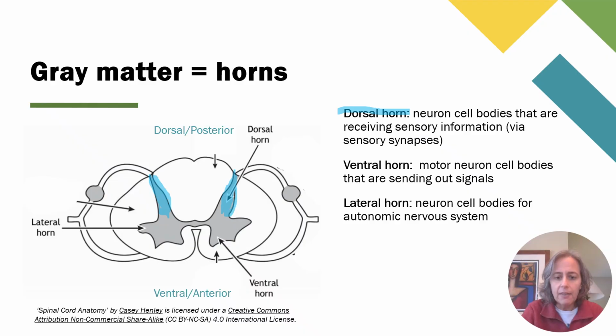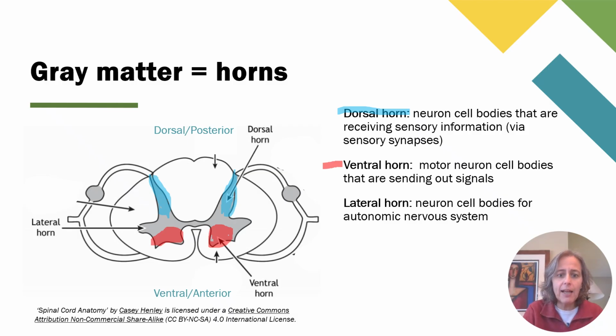Then we're going to find the ventral horn. I'm going to do that one in red. The ventral horn is the one that's towards the front, the anterior or ventral side of the spinal cord. And the ventral horn is where we're going to find the cell bodies of motor neurons. Motor neurons are the neurons that are sending signals out to tell different parts of our body to do something, most often telling muscles to contract. So that's the ventral horn.